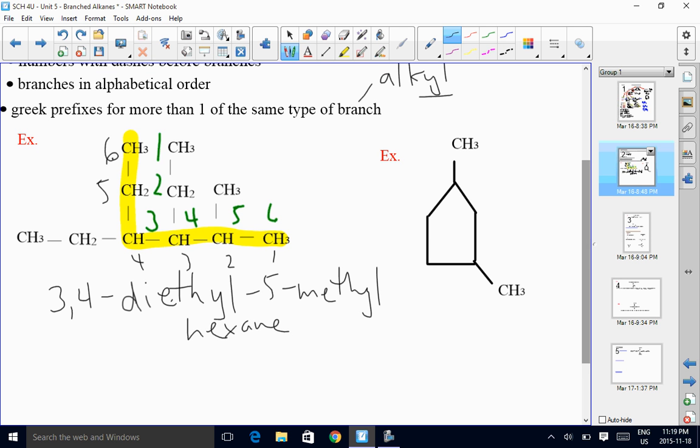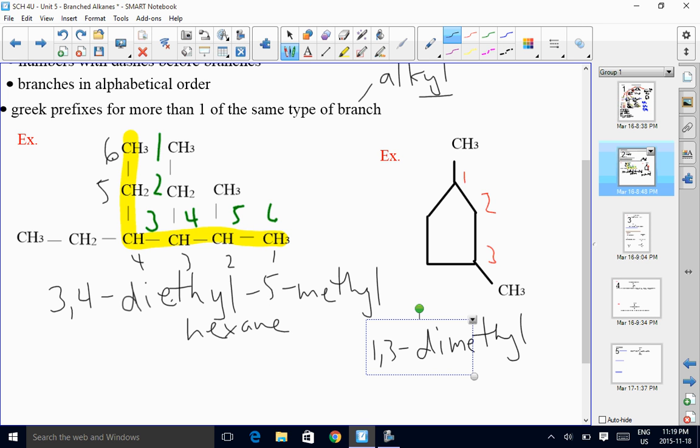Alright, so let's number this one right here. So this would be 1, 2, and 3. Okay, so I'll get the branches on the 1 and the 3 no matter how I number it. Okay. So it's going to be 1, comma 3 dash dimethyl, because there are two methyls. And then this ring, so I'm going to put the word cyclo. So it's a pentane. There's 5 carbons. Each point is a carbon.